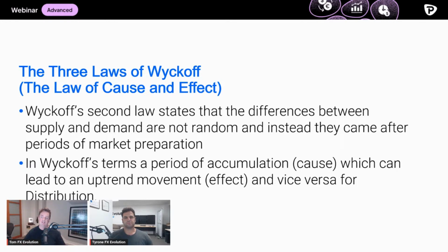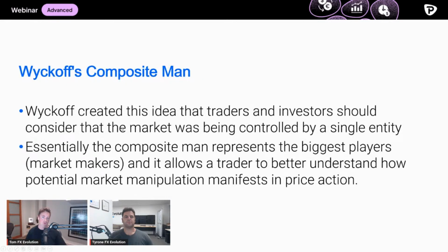Wyckoff's second law states that there's a difference between supply and demand. These are not random, but instead they come after periods of market preparation. In Wyckoff's terms, he basically said there is a period of potentially accumulation, which is the cause, and that could lead to an upward trend movement, or an effect. So effectively, we could see some form of market consolidation. And when it broke through, we would see the effect of this consolidation. And actually, it would show us that the largest players in the game within markets were driving a heavy position. It's vice versa for distribution, and we'll look at those very soon.